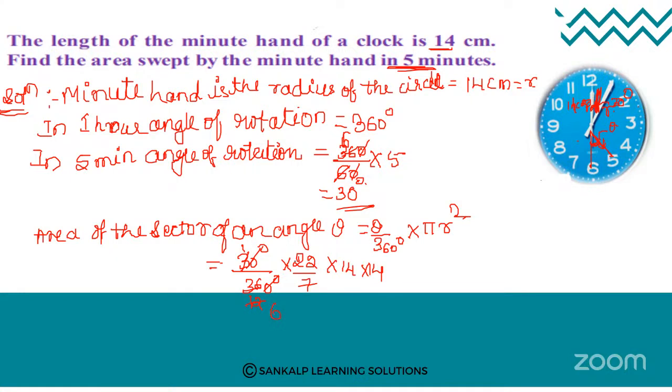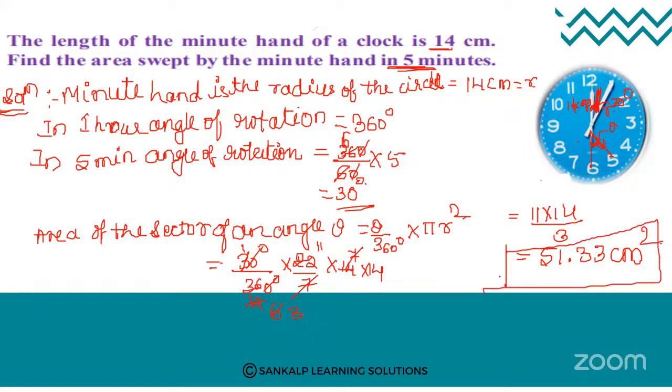2 sixes, 2 elevens. 2 threes, 2 sevens, right? So 11 into 7 into 14. 7 into 7 will get cancelled. So 11 into 14 divided by 3 is 51.33 centimeter square. You will get. So this is the area of the sector in 5 minutes.